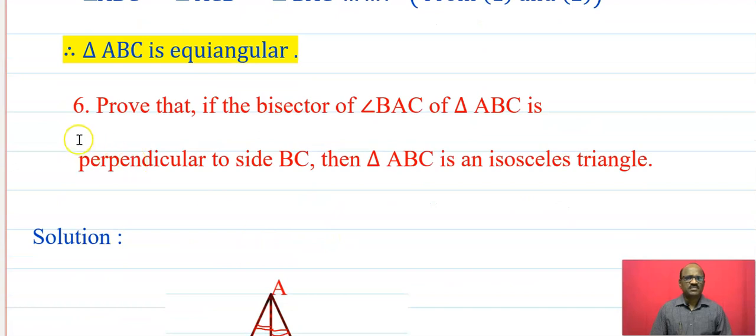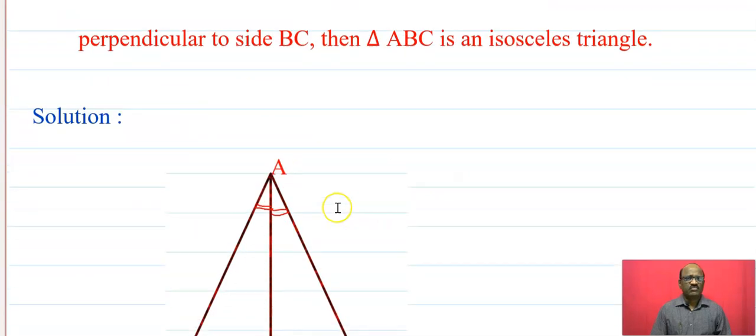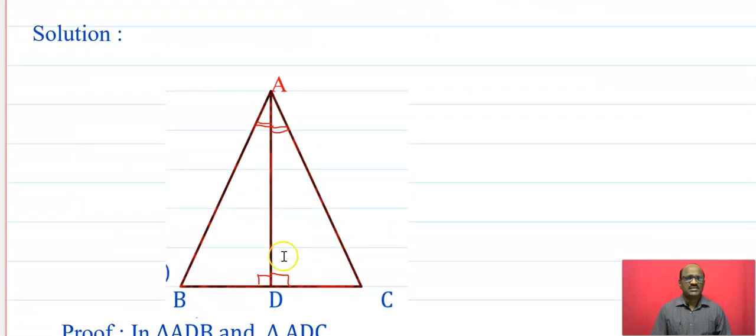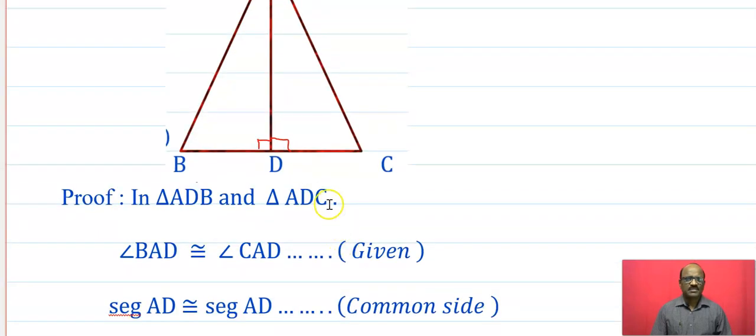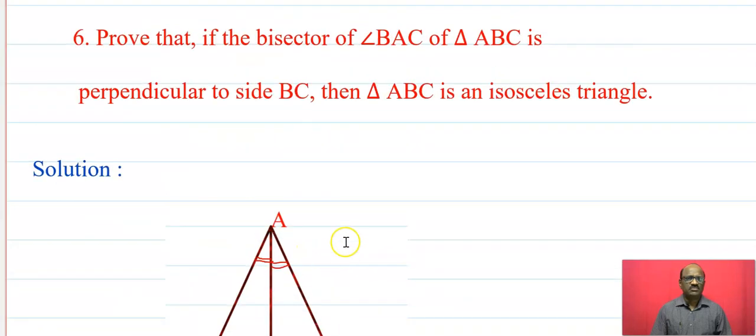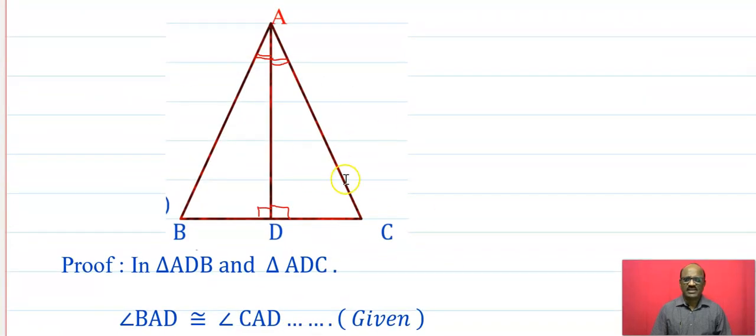Now the next question, question number 6. Prove that if the bisector of angle BAC of triangle ABC is perpendicular to side BC, then triangle ABC is isosceles. Now consider the triangle ABC and the bisector of BAC. AD is the bisector. It is perpendicular. Then we want to prove that this triangle ABC is isosceles.